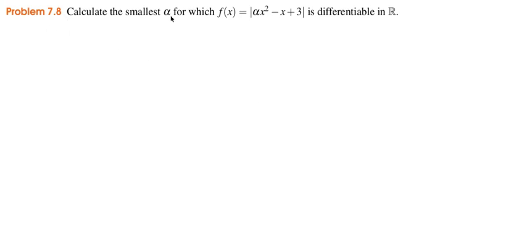8. Calculate the smallest alpha for which this function is differentiable in R. Okay, and this function is the absolute value of a parabola, right? So that means that we have a parabola, something like that. It could be like this, or it could be like this.